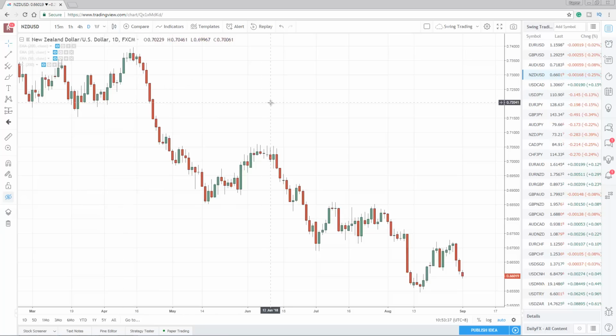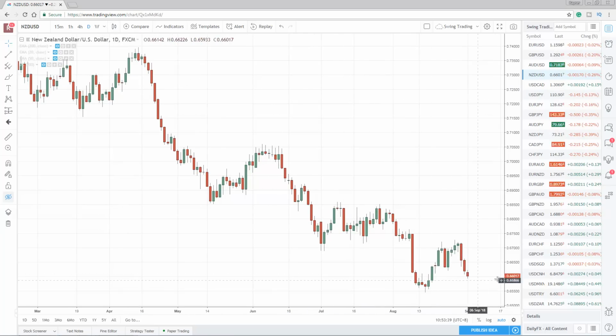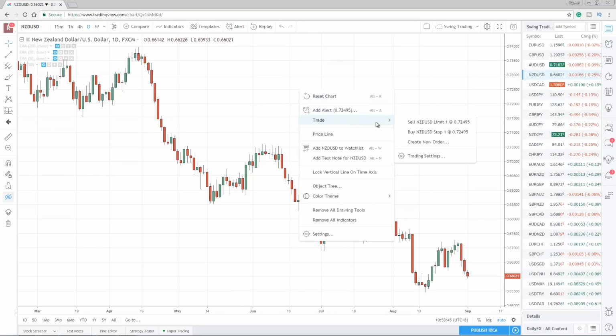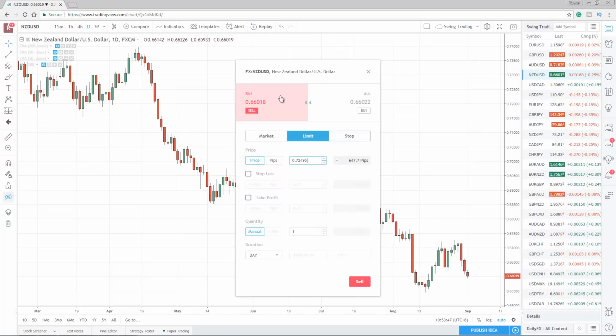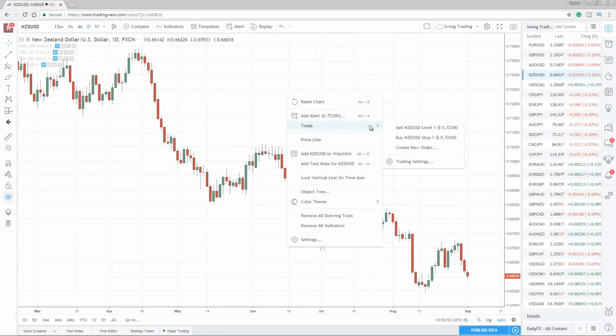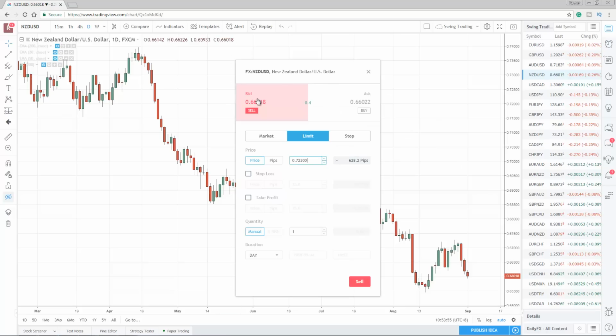Let's have a look at the candlestick chart. What you see over here is the red line, which is the price right now to trade the New Zealand dollar. If you want to trade, let's say on sell, you notice again that there are two prices, the bid and the ask. I click trade, sell New Zealand dollar, selling at the bid. That's what we mentioned earlier: you always sell at the bid price.